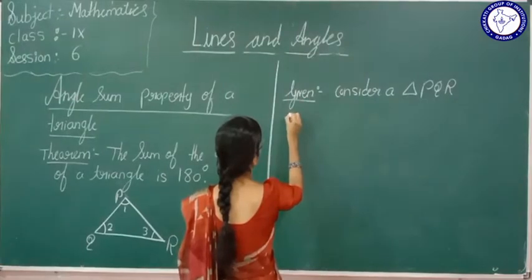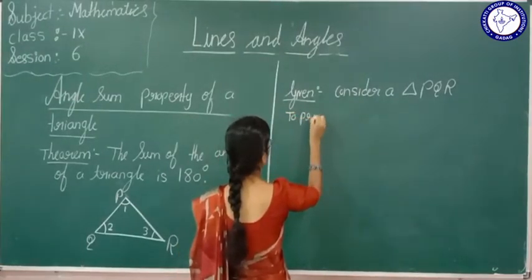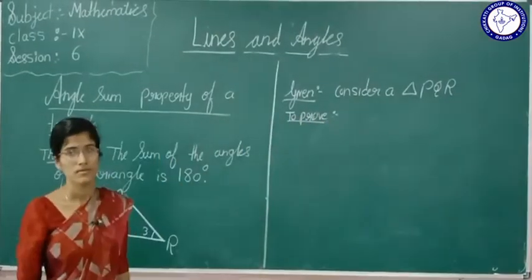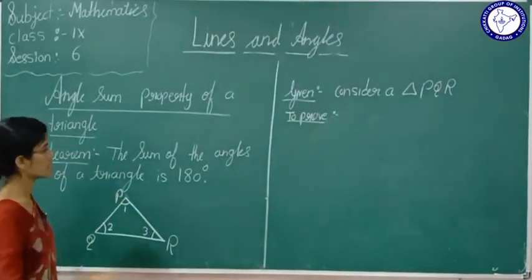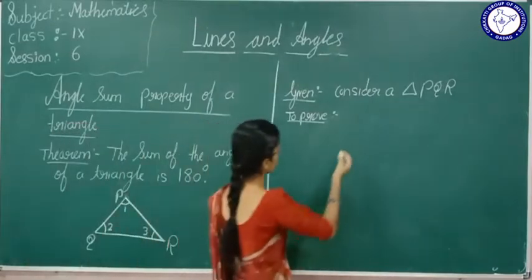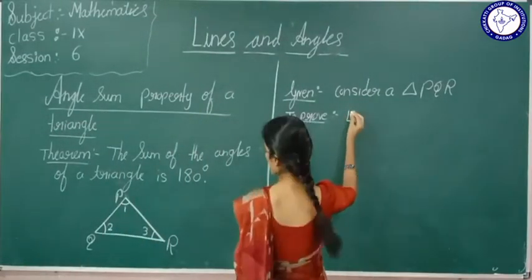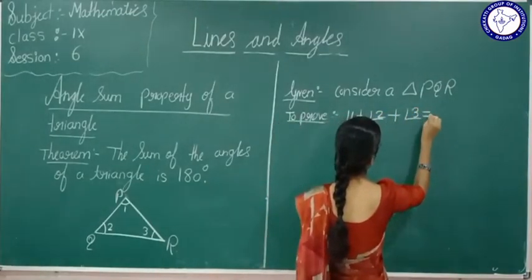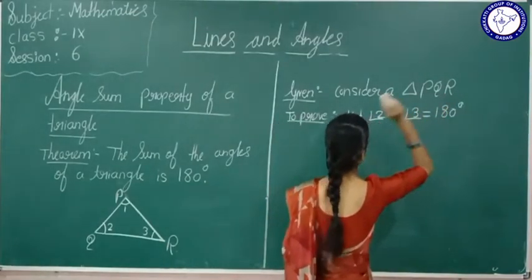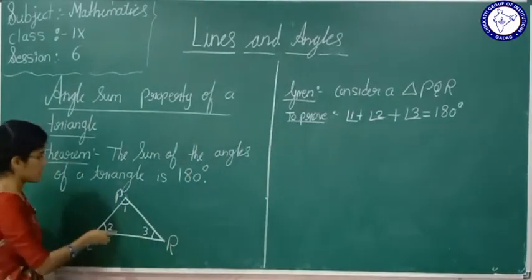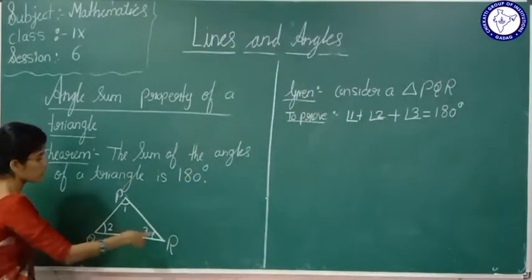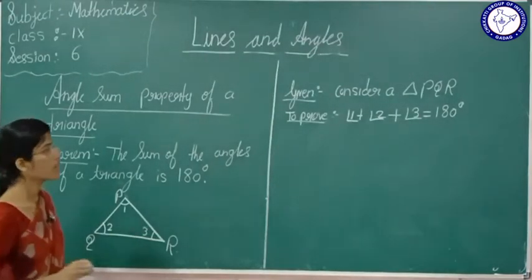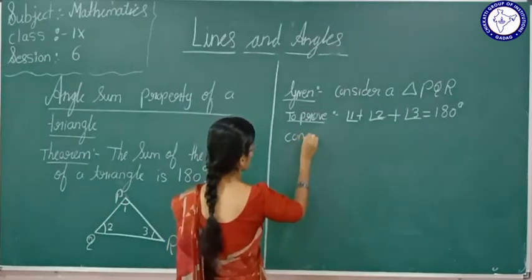Now see here, to prove, what we have to prove here? We have to prove here the sum. See here students, what we have to prove here? We have to prove here angle 1 plus angle 2 plus angle 3 is equal to 180 degree. That is angle P plus angle Q plus angle R is equal to 180 degree. Okay. Now see here, we will do here construction.